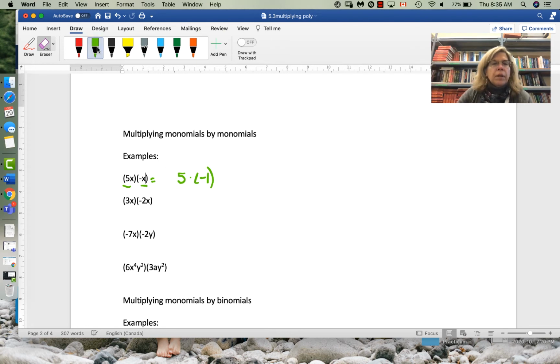So I'm just going to write it over here. Negative x equals negative 1 times x. So if you're multiplying 5 times a negative 1, that gives you 5 times negative 1 times x times x. So those two x's would equal negative 5x squared. Okay. How about the next one?